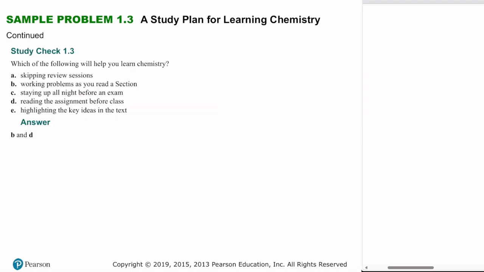Which of the following will help you learn chemistry? Skipping review sessions, working problems as you read a section, staying up all night before an exam, reading the assignment before class, highlighting the key ideas in the text. B and D can be the best solutions. Working problems as you read a section and planning time to do that will help as well, and reading the assignment before going to class.